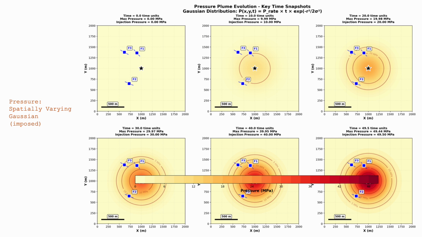You see F1, F2 and F3 are the 3 arbitrarily oriented faults, and we see how the pressure plume has evolved over time from 0 to 49.5 time units. You have progressively more and more pressure being developed in the region, which is affecting the Coulomb stresses on the faults as well.